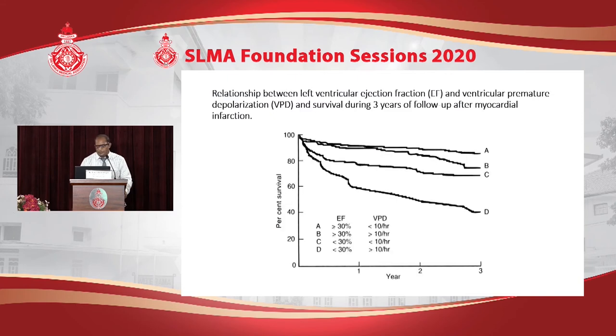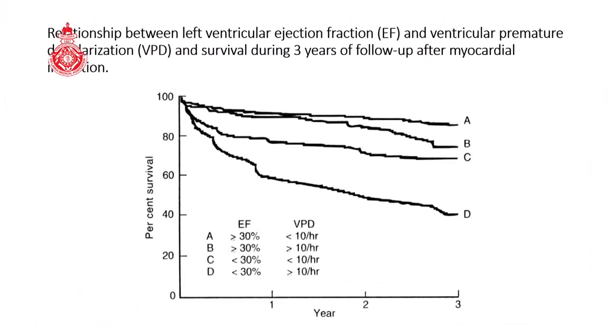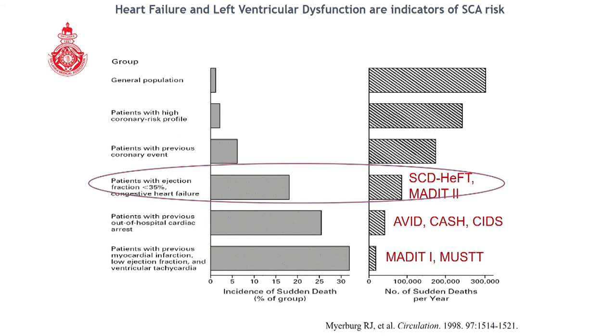And this graph demonstrates very well how the combination of factors like low ejection fraction and presence of ventricular ectopics or ventricular arrhythmias on ECGs or 24-hour Holters increases the chances of them developing fatal arrhythmias. And there's more than enough evidence suggesting that underlying cardiac status, including ejection fraction, directly correlates with risk of sudden cardiac death.